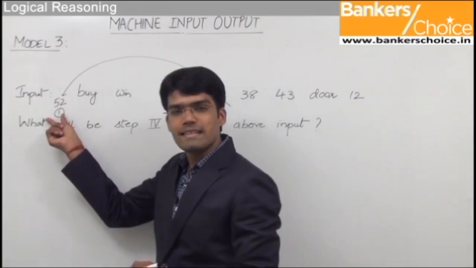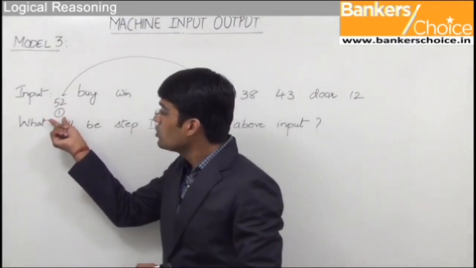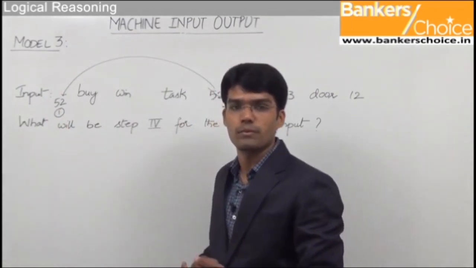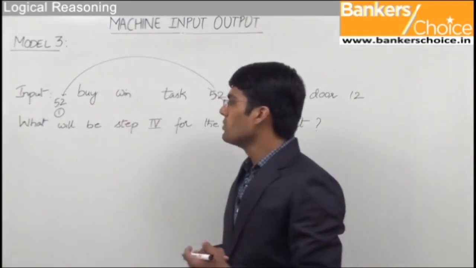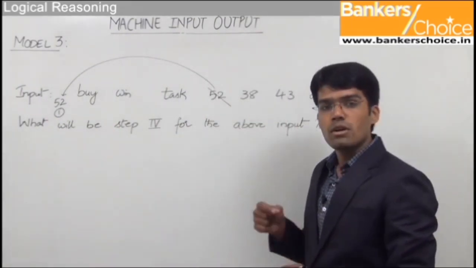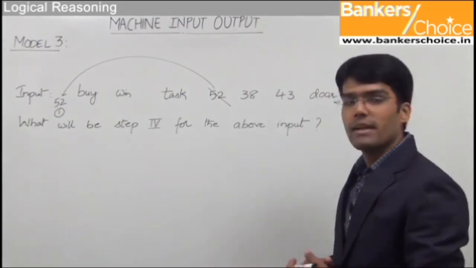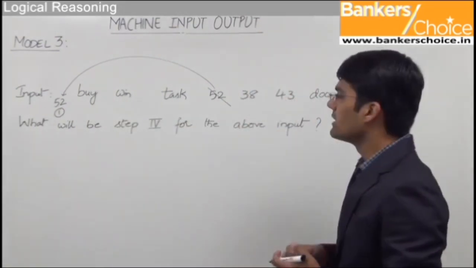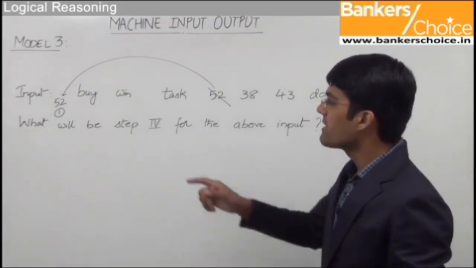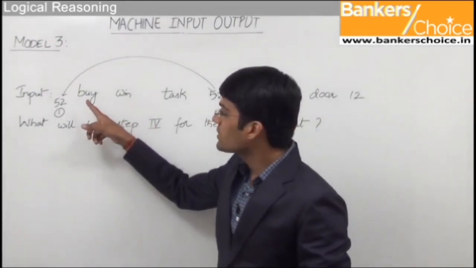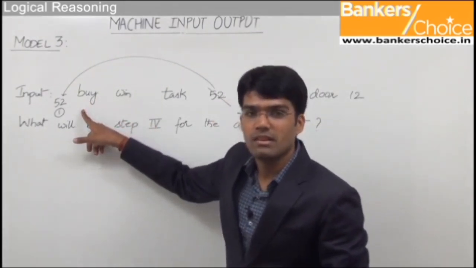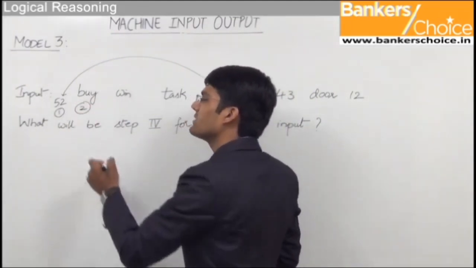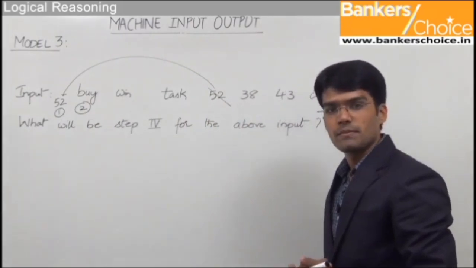The only difference in this model is we also need to mention the position of the element, as we have to find out the definite step 4. So after 52 we need a word, and that word should be the one which comes first in alphabetical order. So among the words buy, win, task and door, the word which is first in alphabetical order is buy, and that is already in the second position. So we need not disturb buy, but we can indicate that this is going to be the second position.